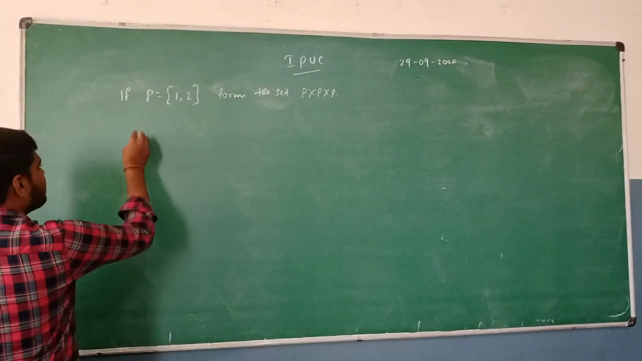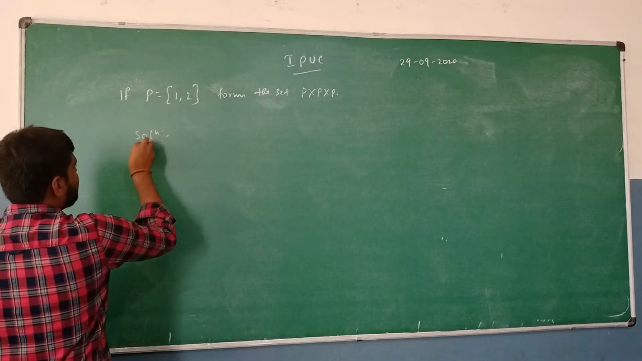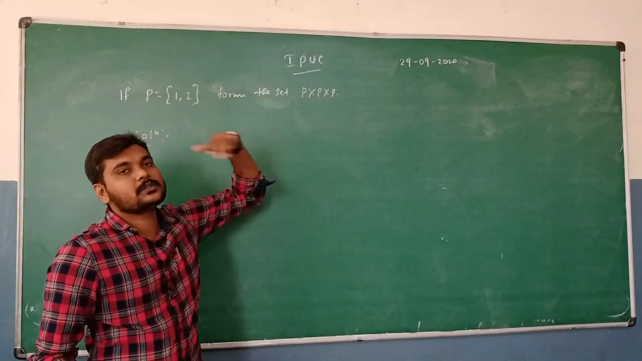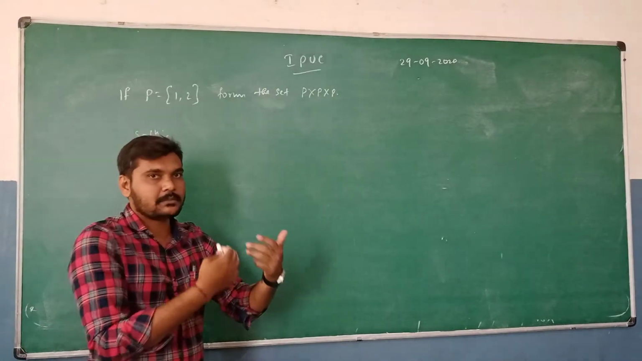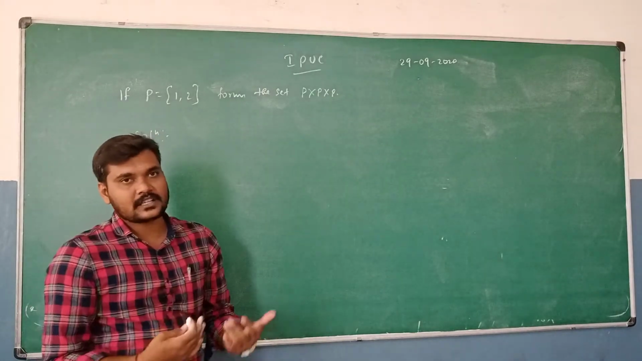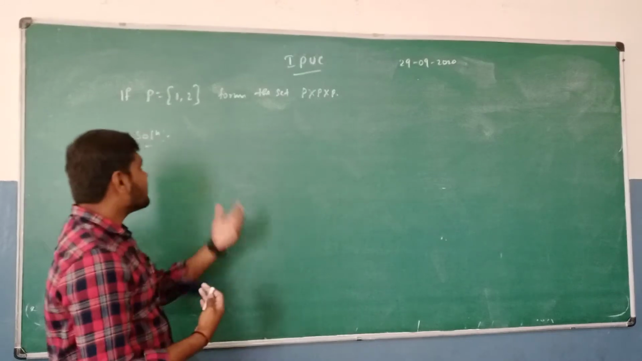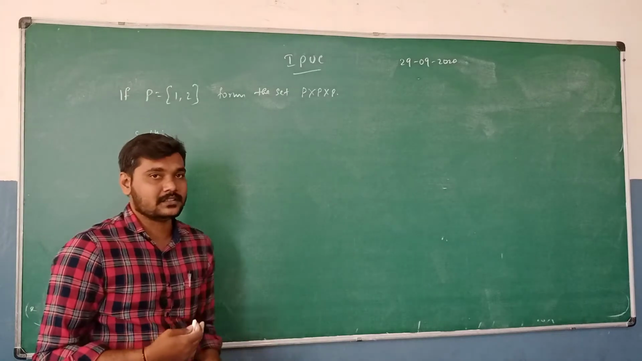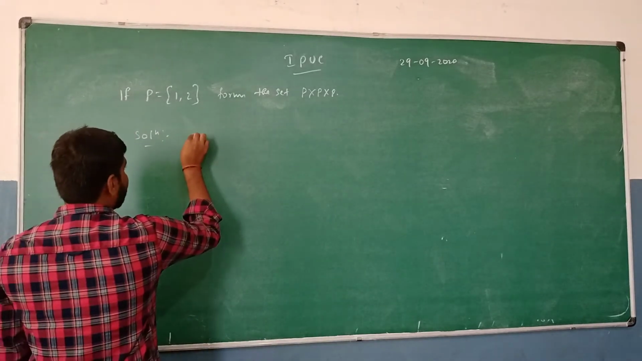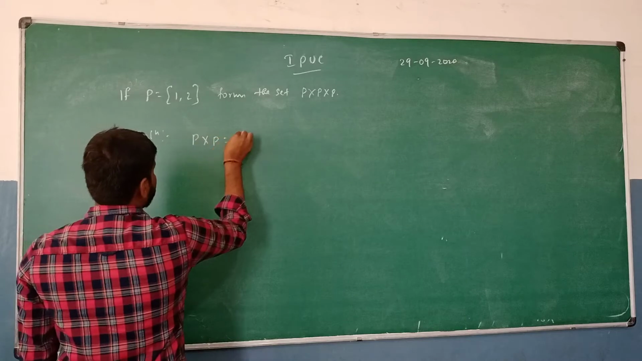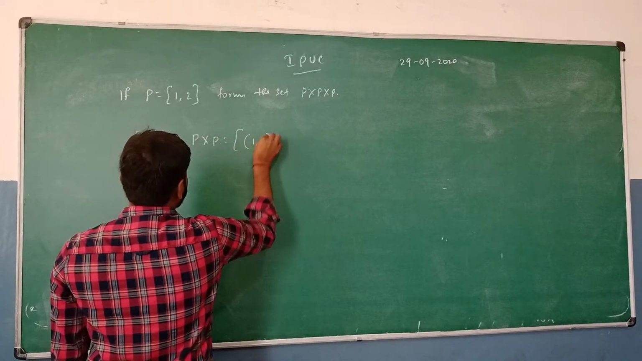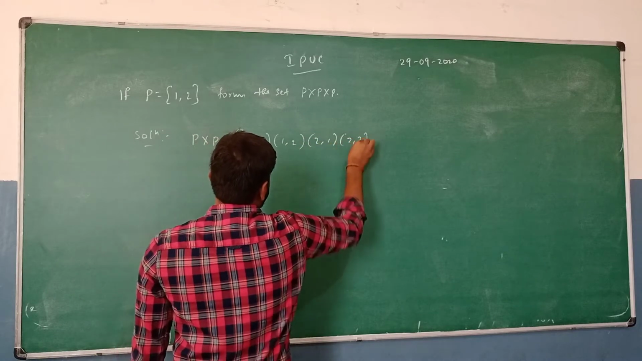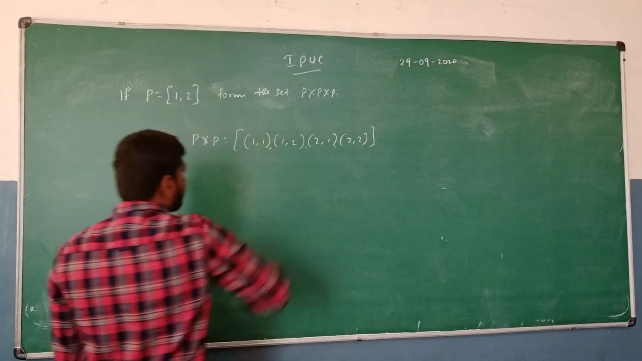The solution: first we need to find P cross P. P cross P is nothing but a set, and the elements in that set are ordered pairs. So first this is going to be (1, 1), (1, 2), (2, 1), (2, 2). These are the elements present in P cross P.